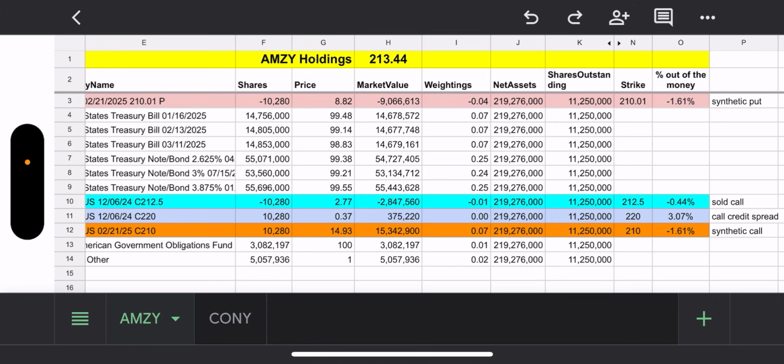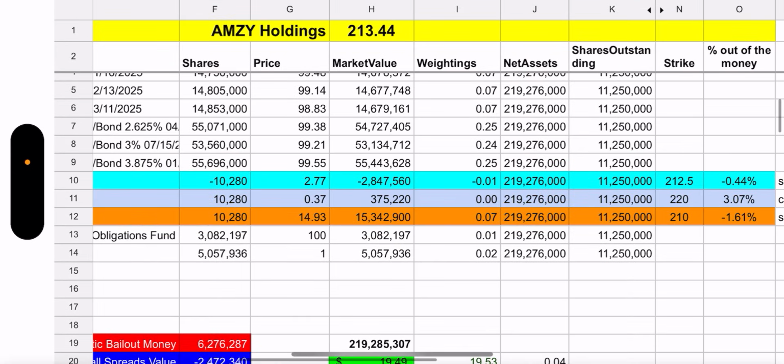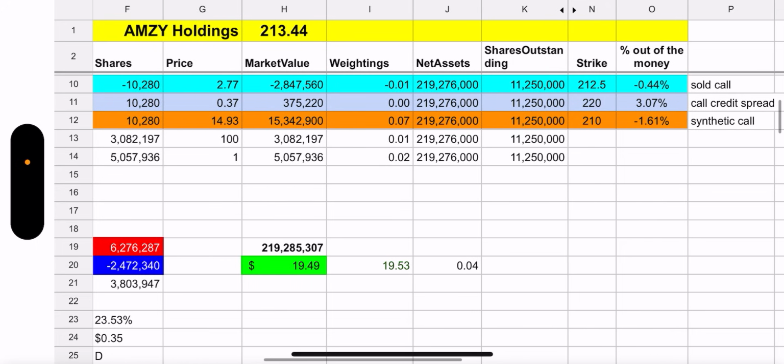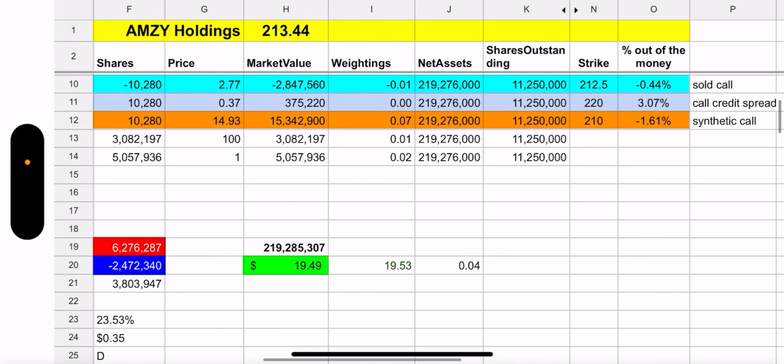Let's zoom in a little so I can give you a better picture. They have 10,280 contracts. This has a 212.50 strike price. This is 0.44% in the money, okay? Right now, they are in a terrible spot because the credit call spread, the buy call, that has a 220. That's still 3% away from helping, right? If we look, how much is it worth? It's going to pay you out 37 cents per share today.